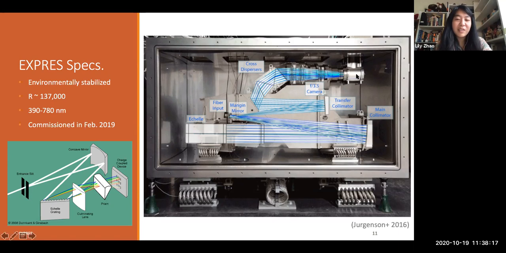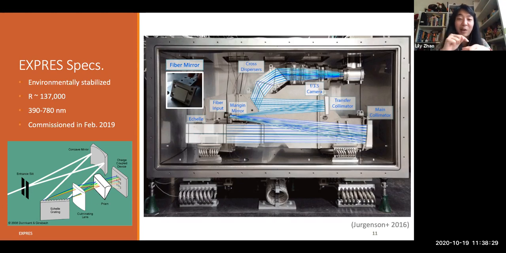A few of my favorite things about EXPRES is that actually before the light even enters the spectrograph, we have this whole front end module on the telescope, including a fiber mirror that makes sure the starlight is hitting the fiber entrance in the same way all the time.